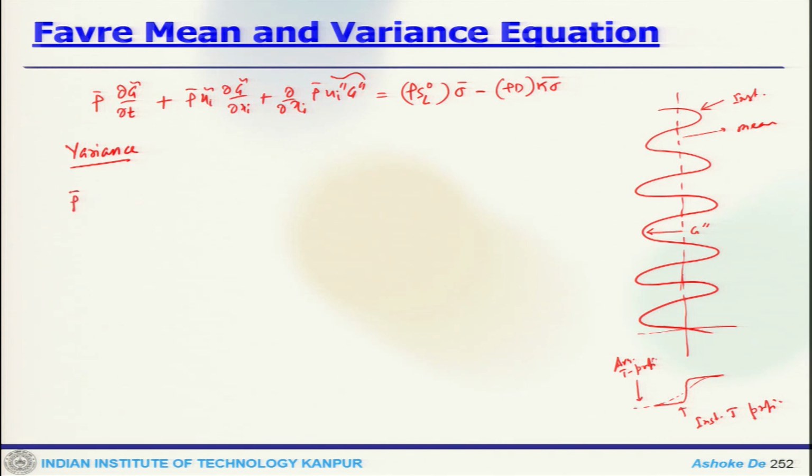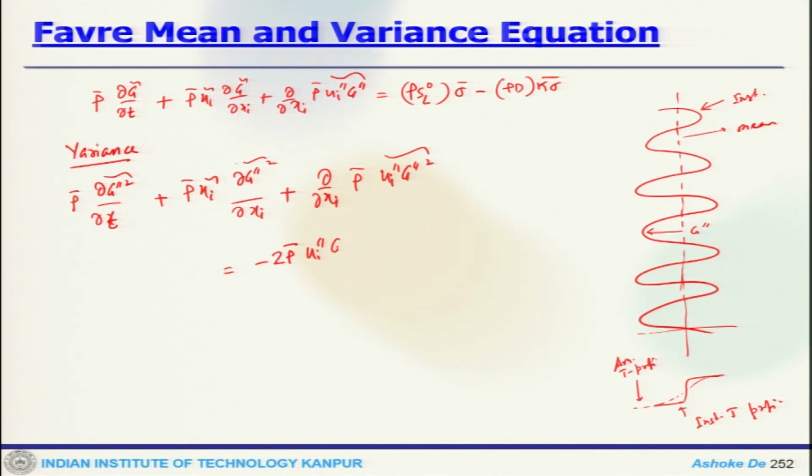So, the variance equation is rho bar del t rho bar u I square del x I plus x I rho bar u I prime equals to minus 2 rho bar u I prime g prime del x I, rho bar omega kappa rho d kappa sigma, where sigma equals to mod of del g. So, this can then be interpreted as an area ratio of the flame front A T by A, and the variance actually describes the average size of the flame.